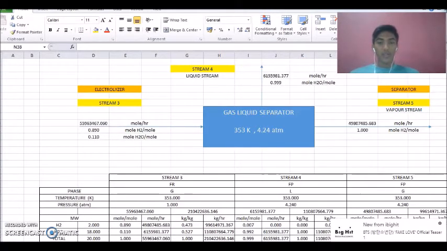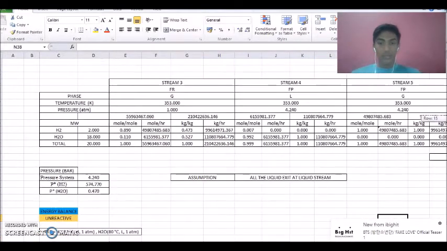The function of the gas-liquid separator is to separate water and hydrogen. The inlet temperature and pressure are 353 Kelvin and 1 atm, while the temperature and pressure for the outlet streams, which are stream 4 and stream 5, are 353 Kelvin and 4.24 atm. The assumption that we have made is that all the liquid exists in the liquid stream.